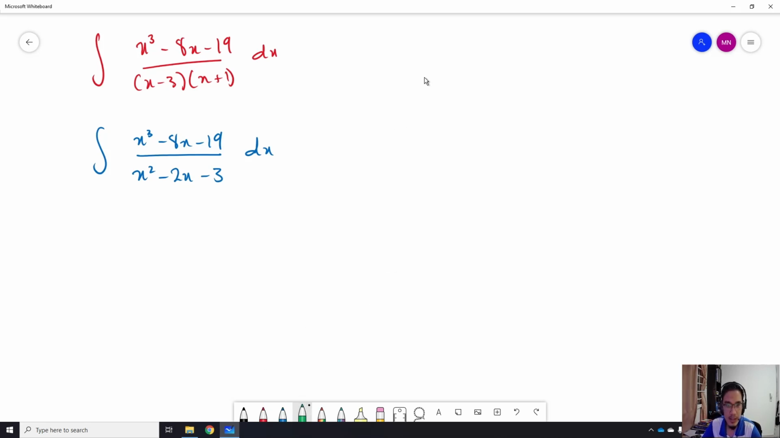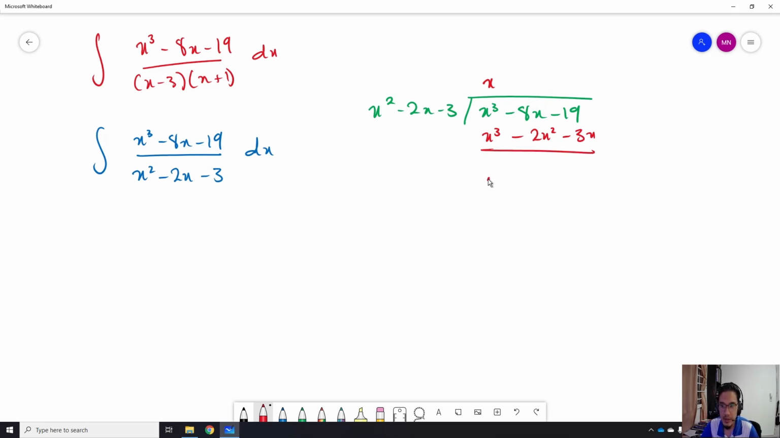Now let's do the long division: x squared minus 2x minus 3 divided into x cubed minus 8x minus 19. We solve it by the long division method, which gives x. Then we have x to the power of 3 minus 2x squared minus 3x. So now we have 2x squared minus 5x minus 19. We add plus 2, so we have 2x squared minus 4x minus 6. From here we have negative x minus 13. This is our remainder.